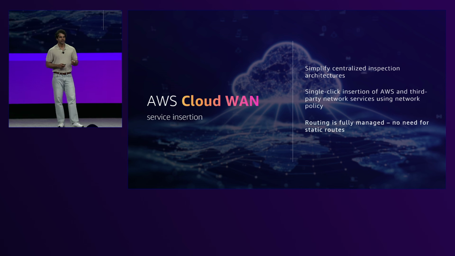You can single-click insert AWS Network Firewall or third-party services using just network policies. When we were talking about Cloud WAN previously, I showed you how you write network policies and that automatically configures your global network. It's the same thing.